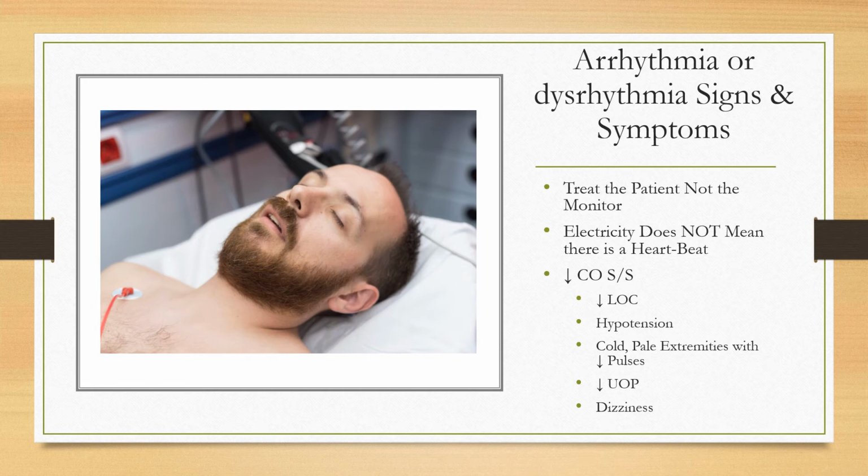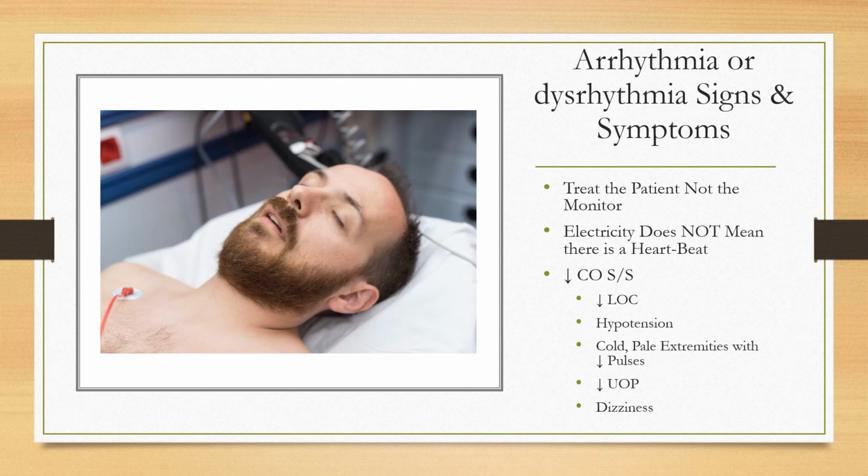Cold, pale extremities and weak pulses. Well, that's the sympathetic nervous system saying, well, the blood pressure is low and I'm not happy about it, so I'm going to vasoconstrict the blood vessels to non-essential organs such as the skin. So I'm going to be pale, cold, sweaty, okay, and weak pulses because of reduced cardiac output.